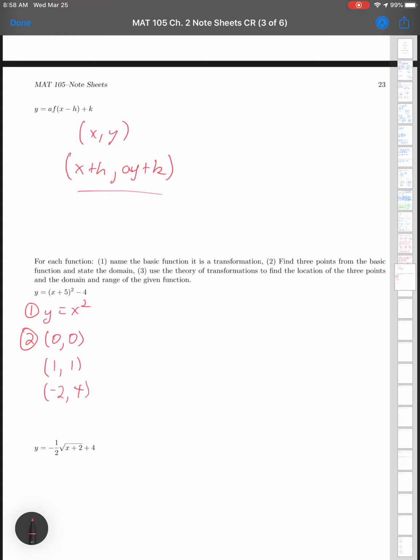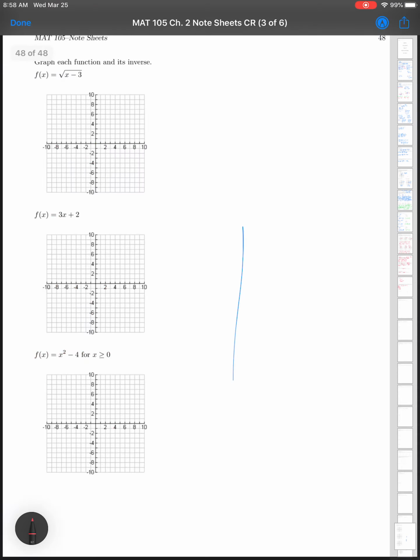So now I can take those 3 basic functions and use this information up here at the top of the page to find the 3 new points. So from our equation here, for part 3, a is 1, because there is no number being multiplied out in front. h is negative 5, because it should be the opposite of this number. Because it's minus h, so for this to be a plus 5, it has to be a negative 5.